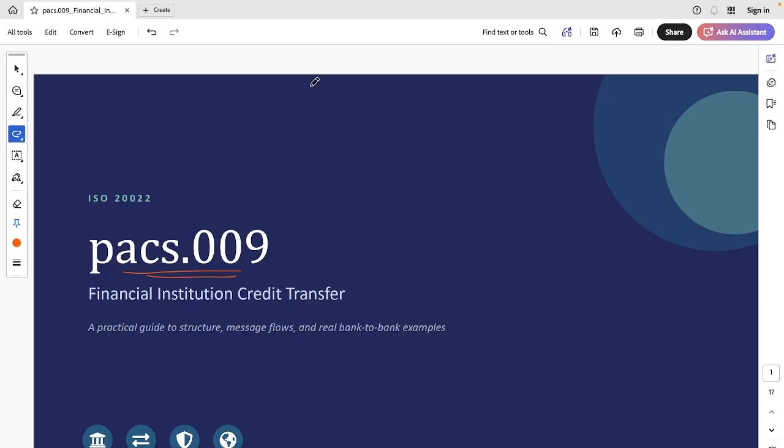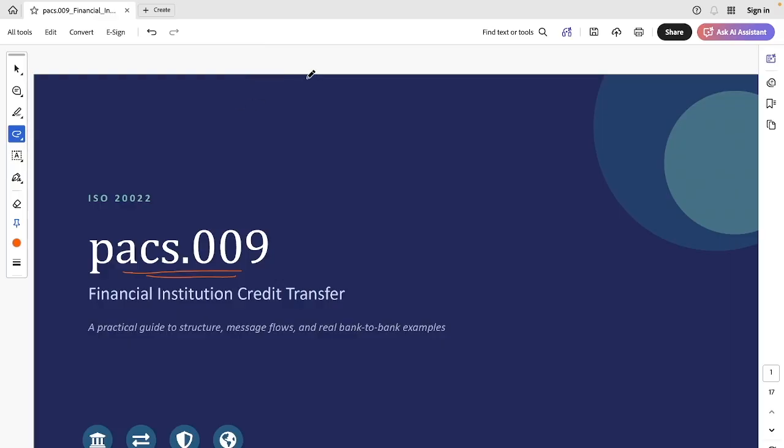So most beginners first learn about pacs.008, which is used for customer credit transfer, but pacs.009 is different. This is not mainly about a customer paying another customer. This is about one financial institution transferring funds to another financial institution.